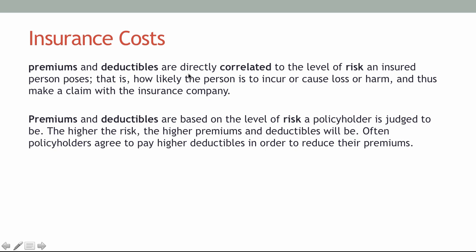Premiums and deductibles are directly correlated to the level of risk an insured person possesses or poses. That is, how likely the person is to incur or cause loss or harm, and thus make a claim with the insurance company. If you are a very risky driver, if you get into accidents all the time, you're going to pay a large amount of money for premiums and deductibles because they figure you're going to be using it. Premiums and deductibles are based on the level of risk a policyholder is judged to be. The higher the risk, the higher the premiums and deductibles will be. Often, policyholders agree to pay higher deductibles in order to reduce their premiums.